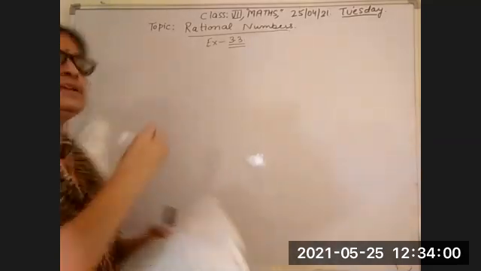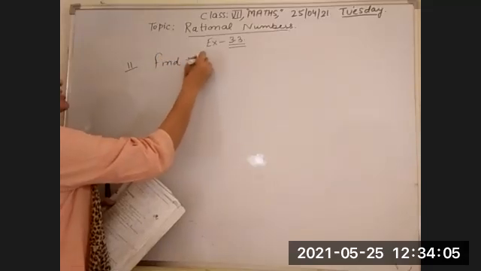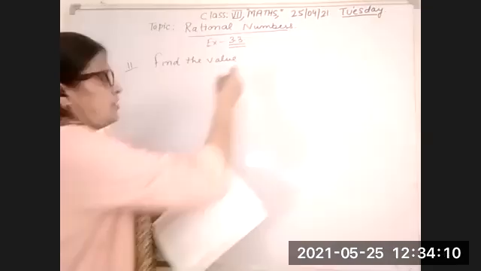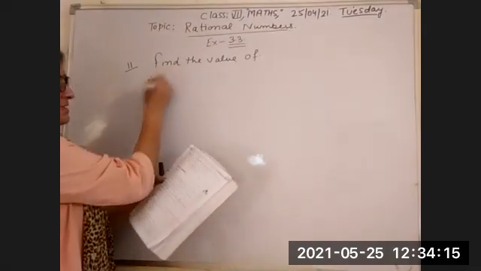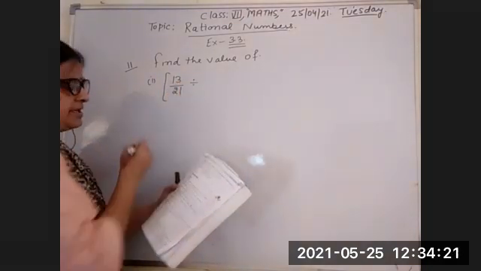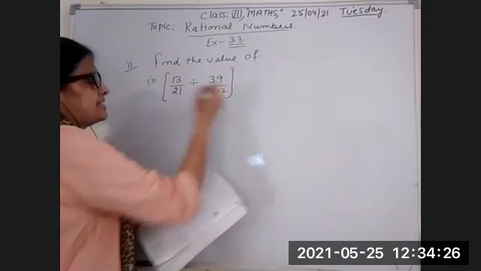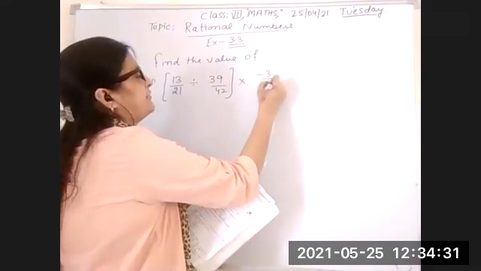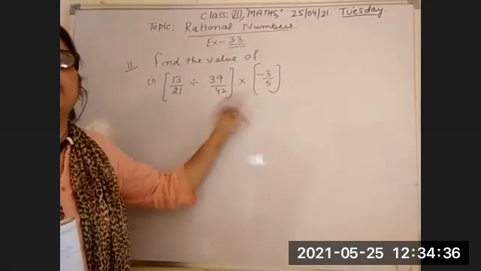Your question number 11 is: find the value. Note down this question in your notebook also. Find the value of your first part: 13 upon 21 divided by 39 upon 42, bracket close, into minus 3 upon 5. Between the two brackets the sign of multiply is given.